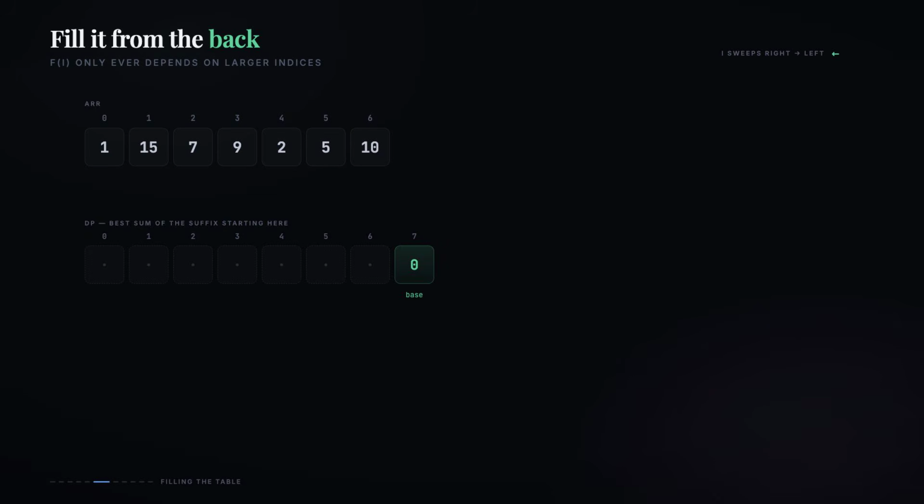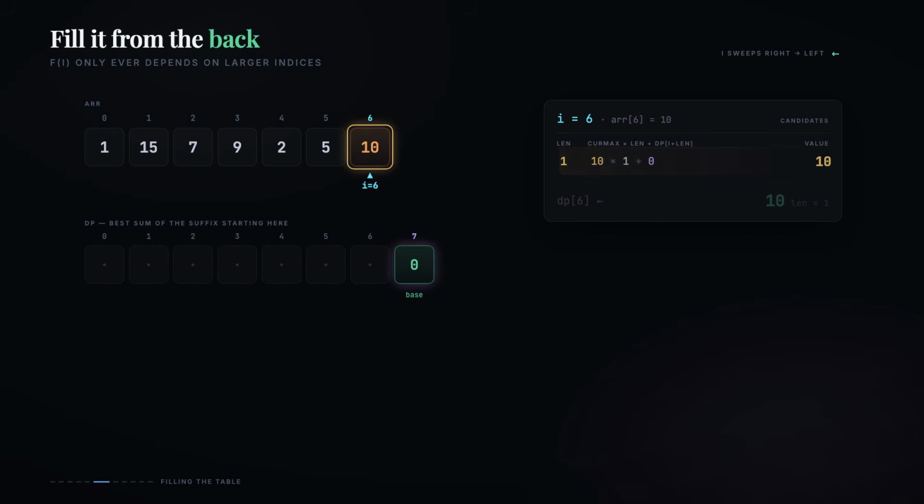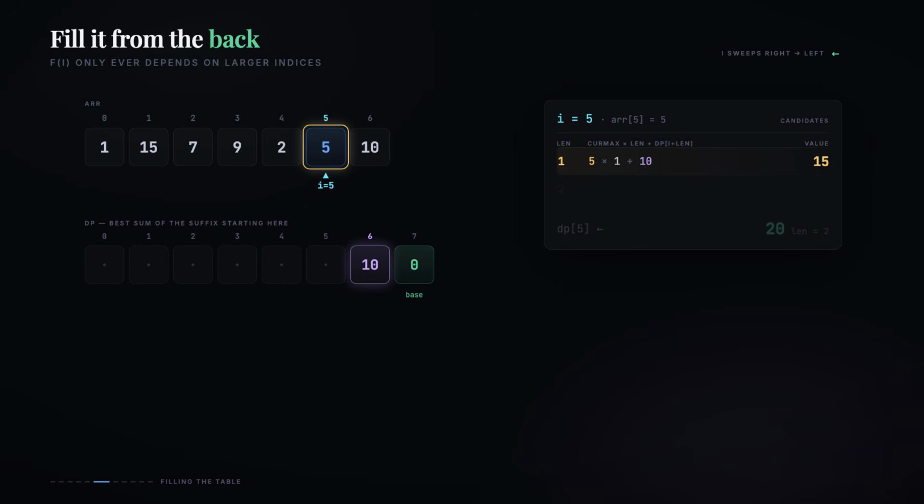Let's fill this from the back, because f of i only ever depends on larger indices. At i equals 6, one element remains, 10. A single block of length 1, dp6 is 10. At 5, two options. Length 1: 5 plus dp6, which is 10, 15. Length 2: the window is 5 and 10, so the max is 10, times 2, 20. 20 wins, the 5 is sacrificed, and reborn as a 10.